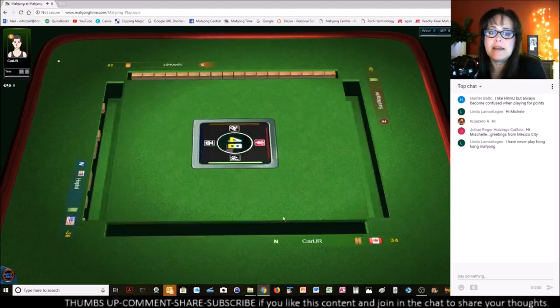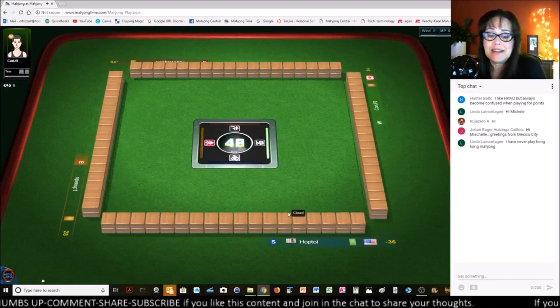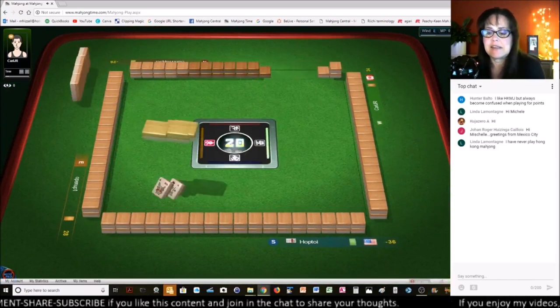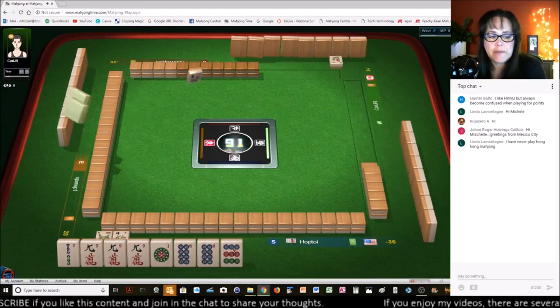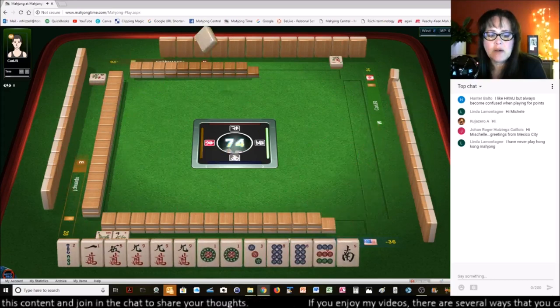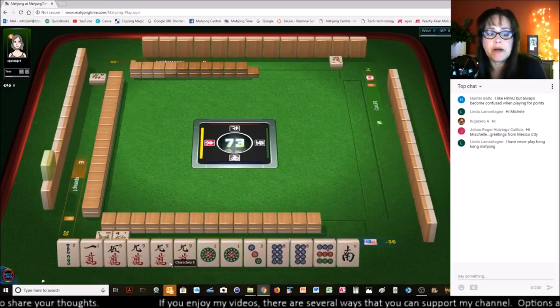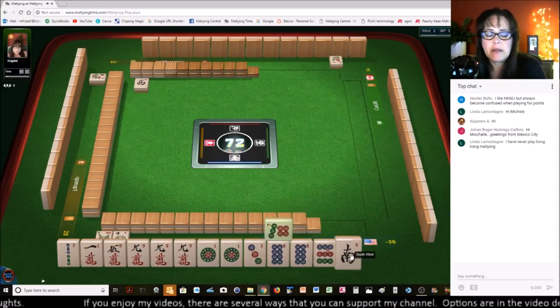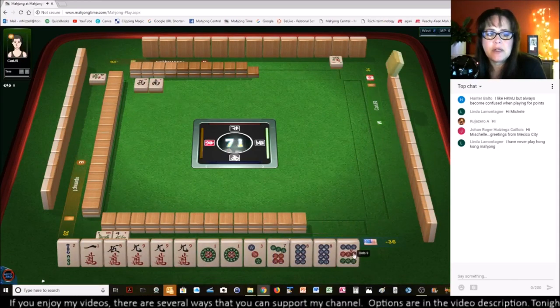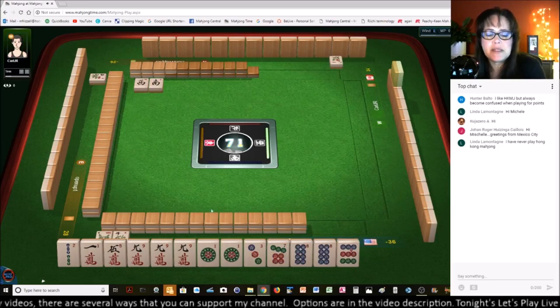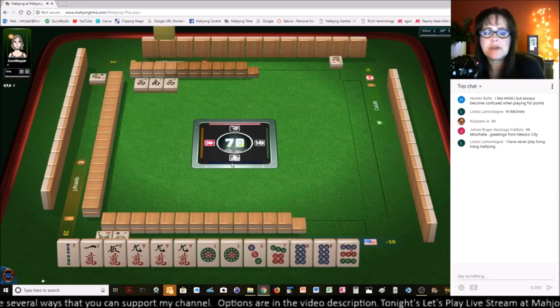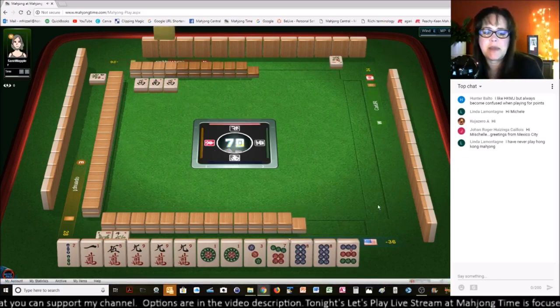So we need a good start here. Oh, my goodness. This is painful. Okay, here we go. We're going to go for all pung, all three of a kind. We already have a pung in there. We have two pair. Let's get rid of the south, though. Oh, that was our south wind, our south seat. We're in the south seat. I probably should have kept that.